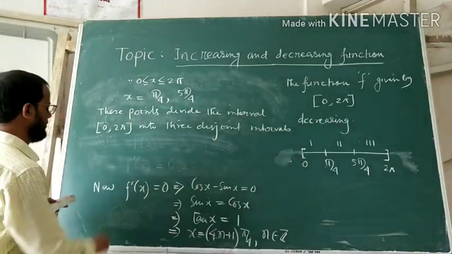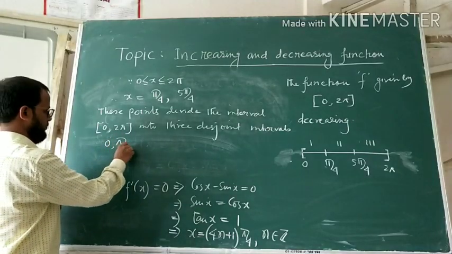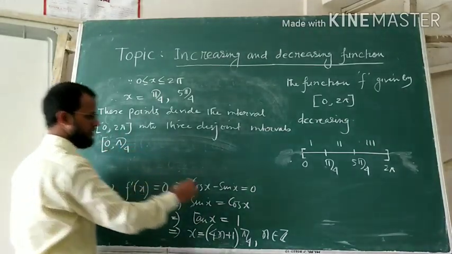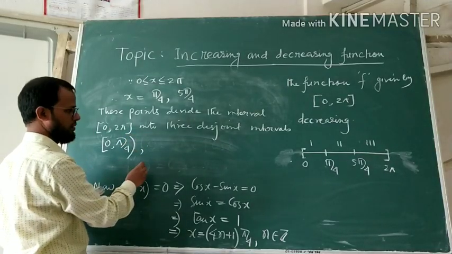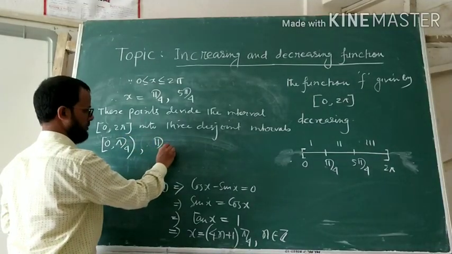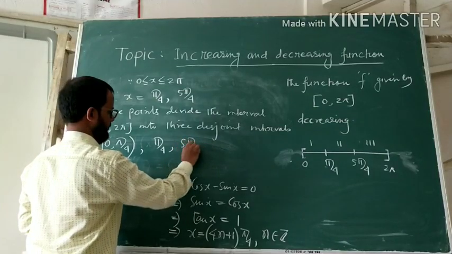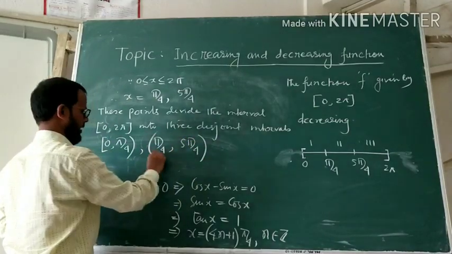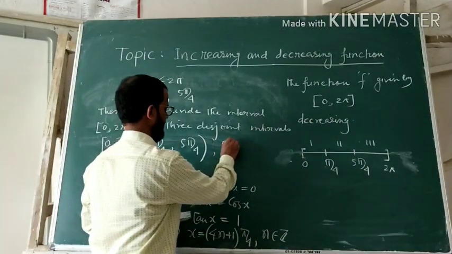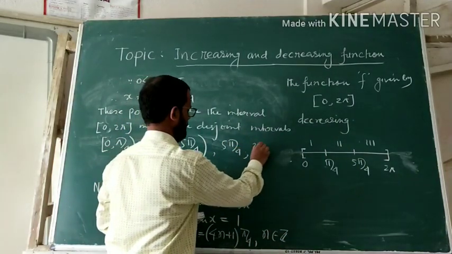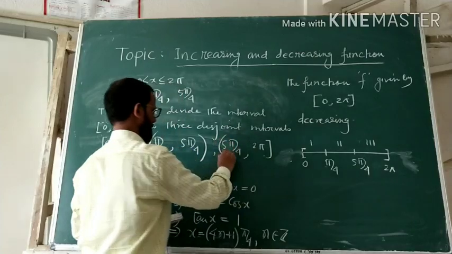3 disjoint intervals: 0 to pi by 4, where 0 is closed, the left hand side is closed and the right is open; then pi by 4 comma 5 pi by 4, open on both sides; and then 5 pi by 4 comma 2 pi, where the right hand side is closed and the left is open.